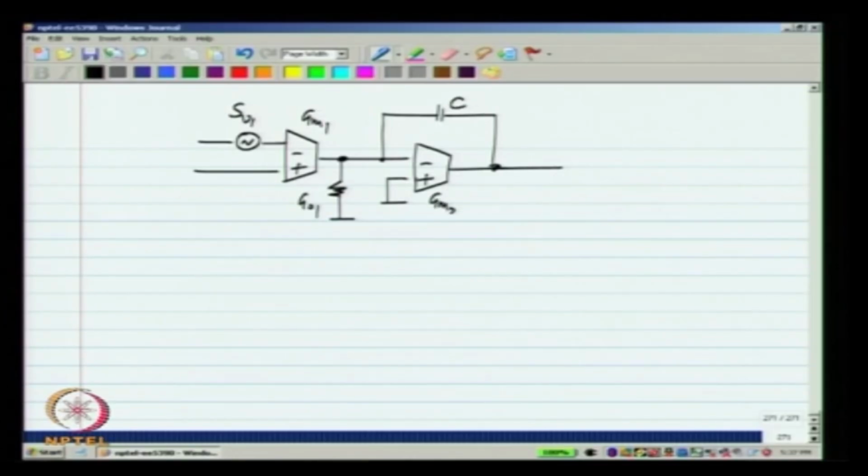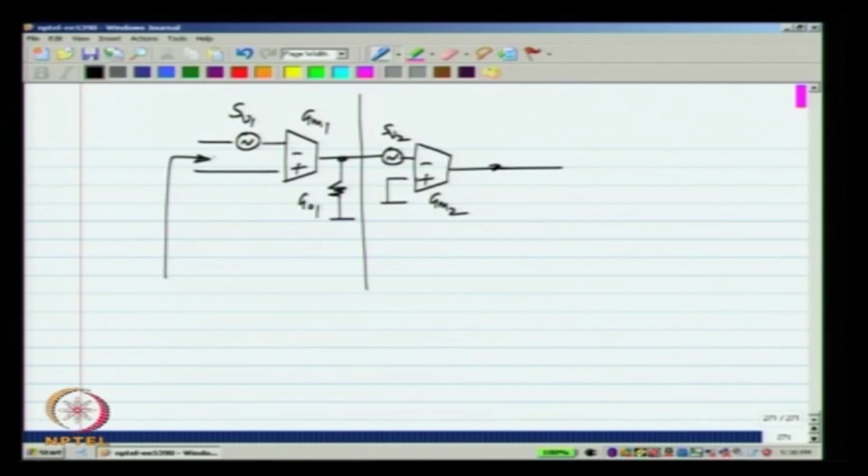Now, let us say this is GM2. I do not have to recalculate the noise from the first stage. So, what I will do is I will calculate the effect of the second stage either on its input or on its output. So, let us say I evaluate the second stage noise referred to its input, and as I mentioned I will remove the capacitor C. So, what happens? I will have some SV2. So, that is some voltage noise added over there. So, what will be the total input referred noise?